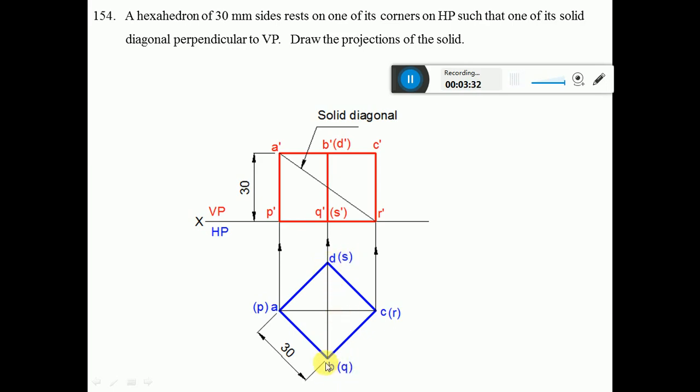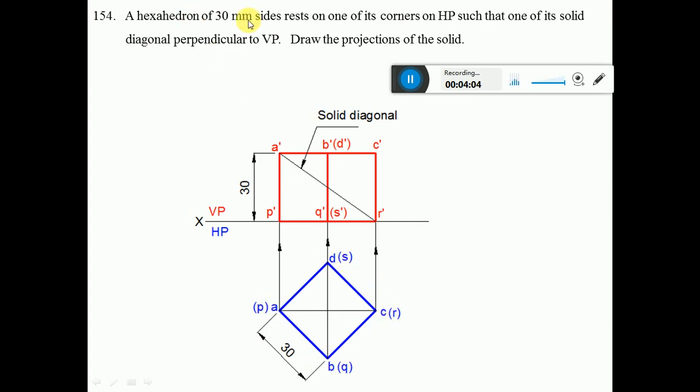Similarly, with B as center, draw an arc of radius 30, and similarly with D as center, cut an arc on this to get this point C, R. Once you get this, join ABCD with a dark line. Name them ABCD, and in brackets mention PQRS, because that is going to be invisible in the top view. That means PQRS is at the base and ABCD is at the top surface.